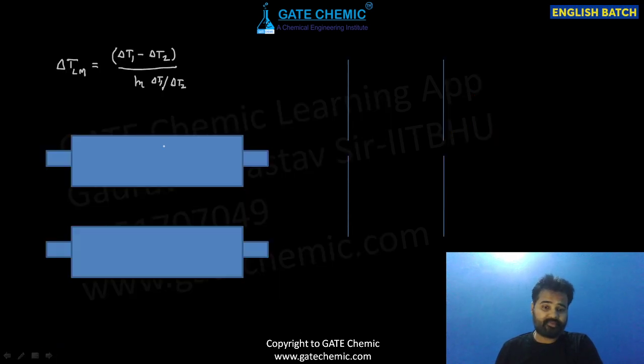Okay. Now see two diagrams here. First, suppose I am representing the counter current flow pattern, and the second one the co-current. Co-current is also termed as parallel current flow. Parallel current. Okay.